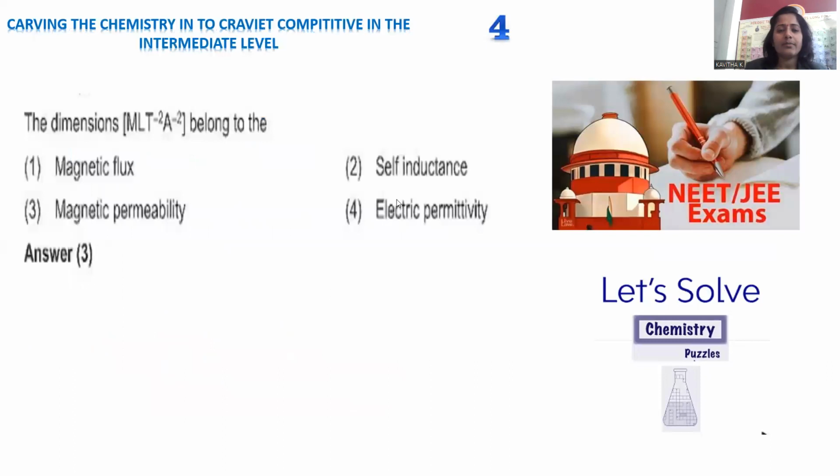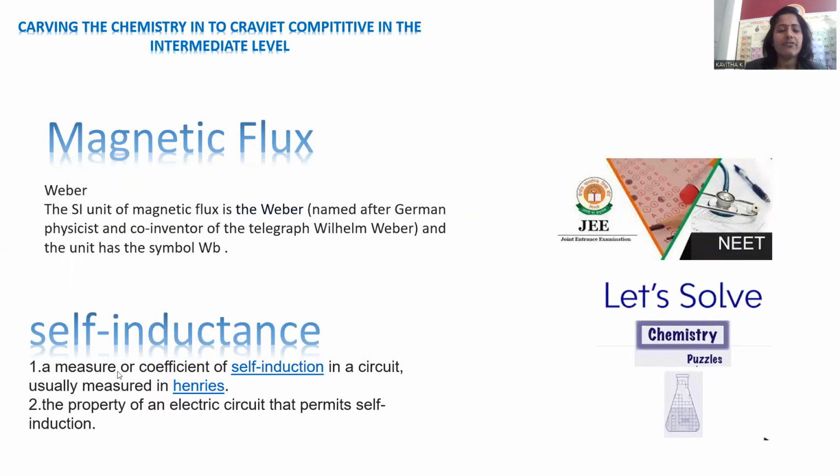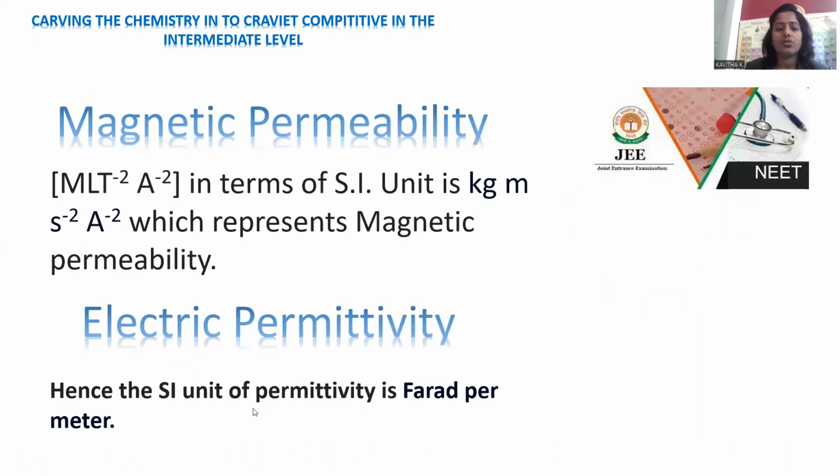And the second term provided is self-inductance. Self-inductance is the measure of the coefficient of self-induction. How is induction possible? There are so many kinds of electronic devices made up of self-induction. Induction stoves will be there, electronic gadgets will be there. So here self-inductance can be measured in the unit called henries. So this is also not suitable.